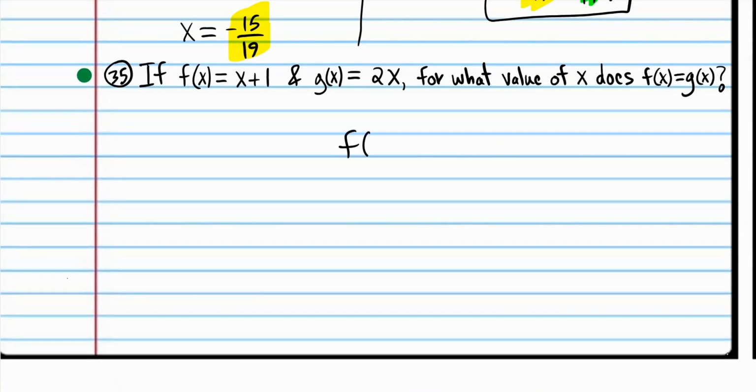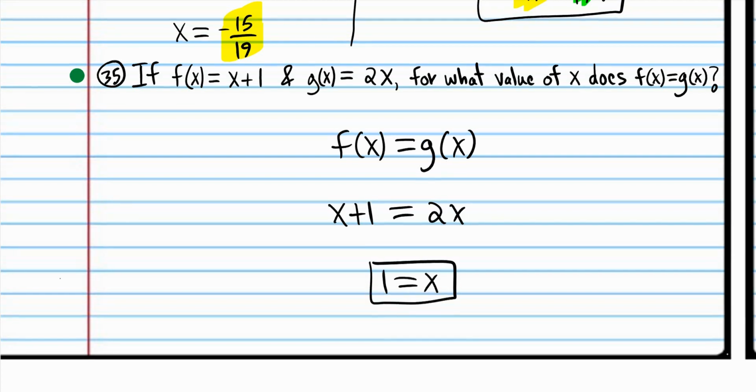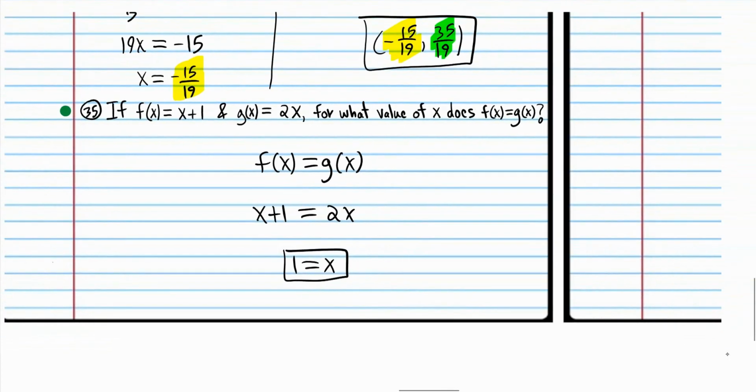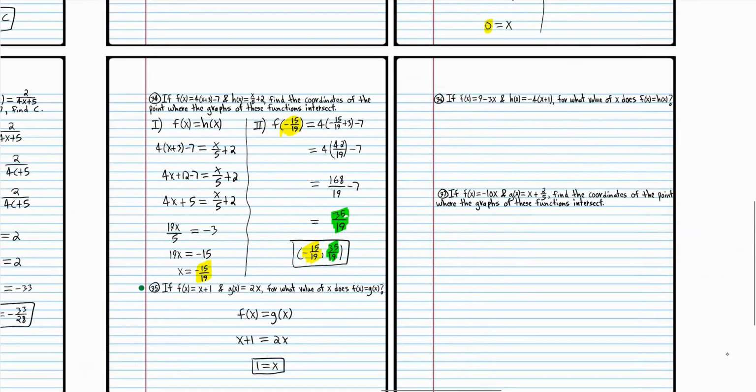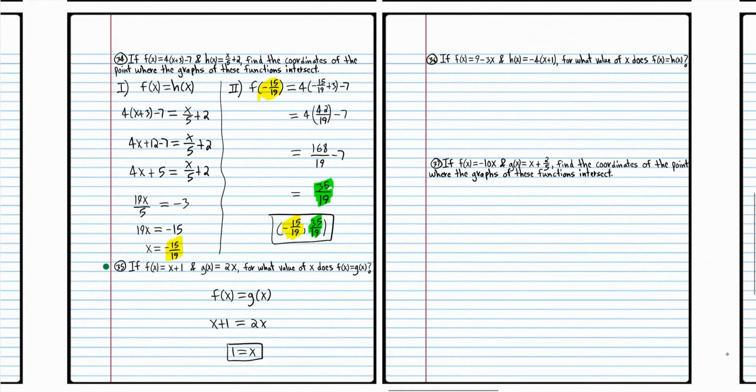Okay, we're back. So we want f of x to be equal to g of x. And f of x is x plus 1 and g of x is 2x. Subtract x from each side, and we get x is equal to 1. So that was an easy one. You got that right. Excellent. Try number 36. When you come back, we'll do it together.